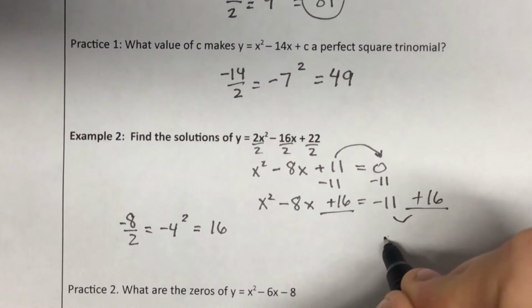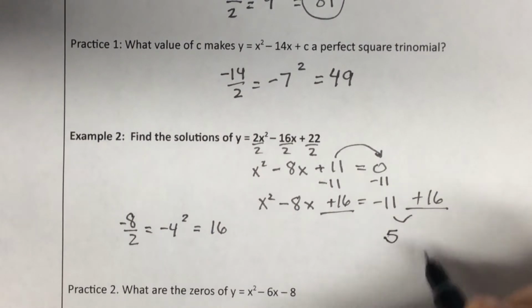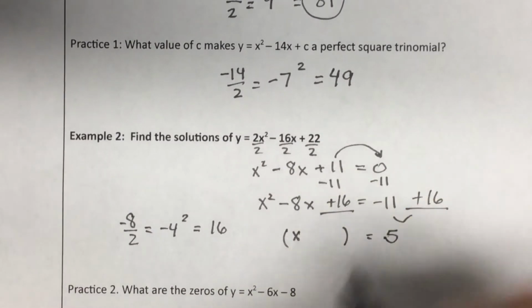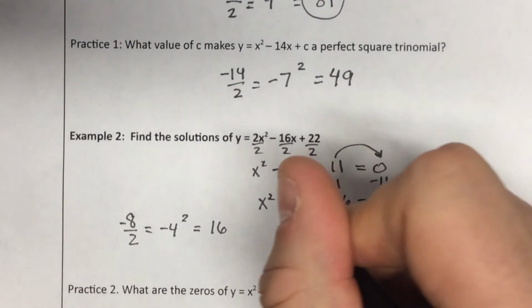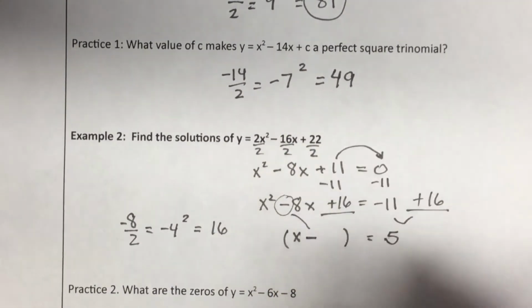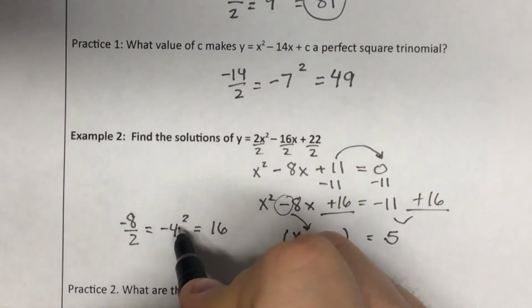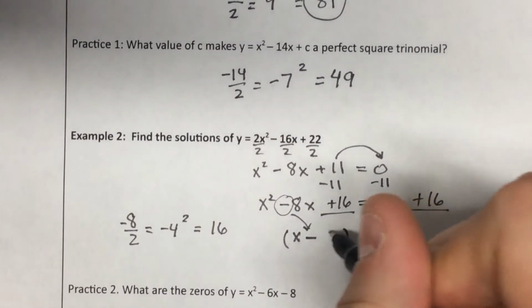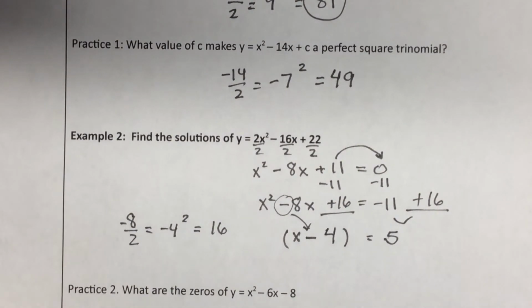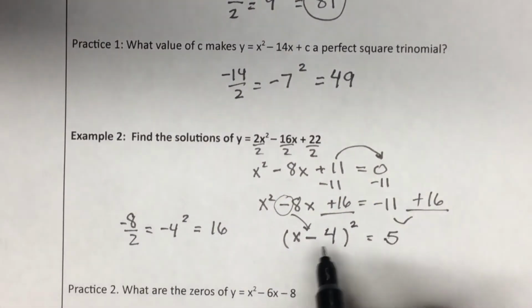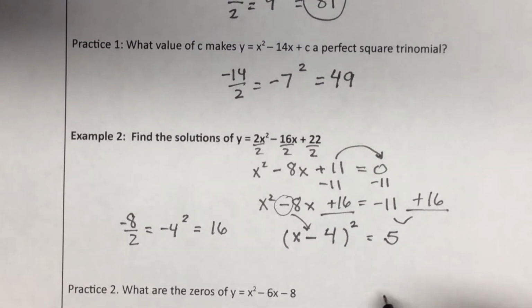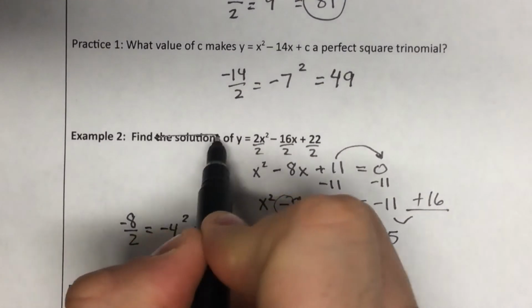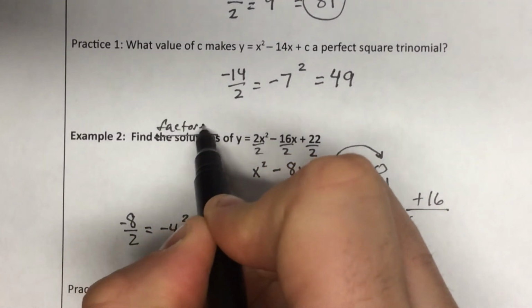Combine this side together, I end up with 5. And this side is going to be my pattern again. So x, this symbol is minus, so minus. And then my number over here, I already have the minus for the negative, so it's still going to just be 4. Okay, and then it's squared. There's my final answer for what we need today. I'm not worried about my solutions. I am more worried about the factored form.